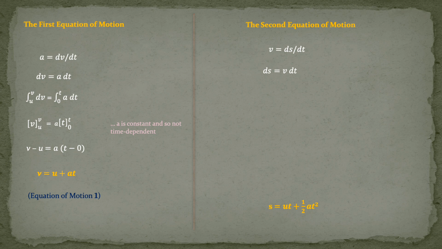And the other thing we should notice at this point is that there's a v on the right-hand side up at the top there, but there's no v in the final equation. So we're going to have to substitute for v at some point. Anyway, let's get rid of the differentials by integrating again. We integrate both sides. The conventional limits for s are from 0 to some displacement s, and again for t from 0 to some time t.